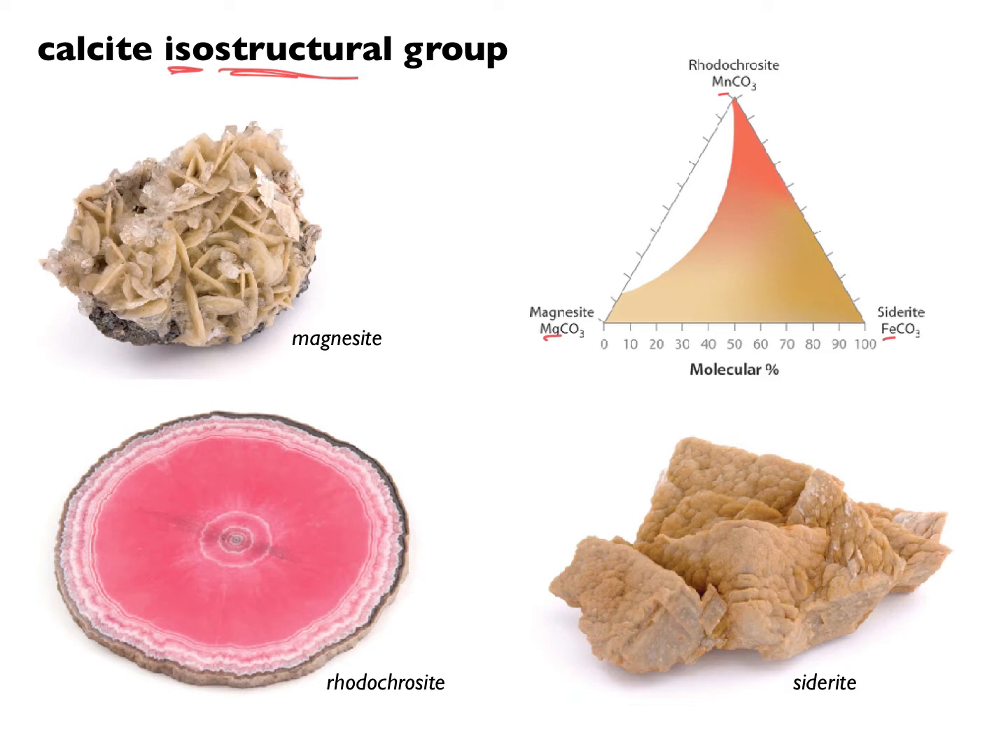Pictures of these three minerals are shown here. On the left, magnesite, forming these nice kind of blades or tabs. Rhodochrosite on the bottom left. Rhodochrosite almost always has this really characteristic kind of hot pink color. It's really beautiful. And then in the bottom right is siderite.